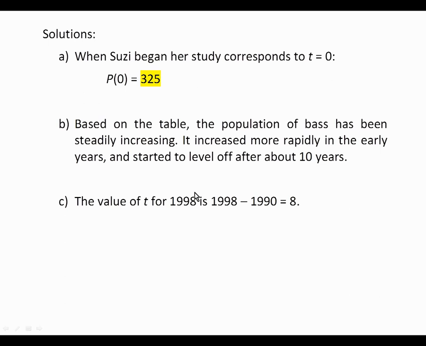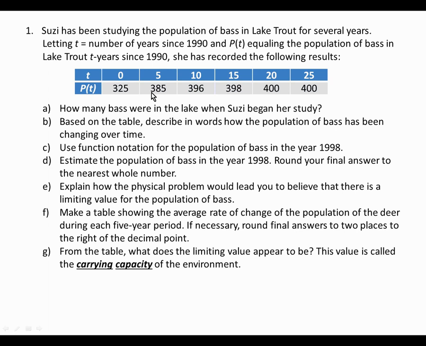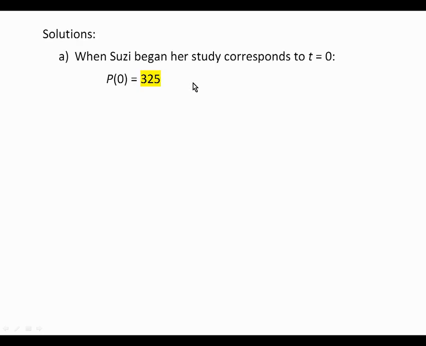The value for t for 1998 is 1998 minus 1990, which is 8. So I'm looking for the value of 8 in the table. And of course it's not there. But it is between 5 and 10. Unfortunately, it is not exactly halfway between 5 and 10. So I have to figure out the average rate of change between t equal 5 and t equal 10.